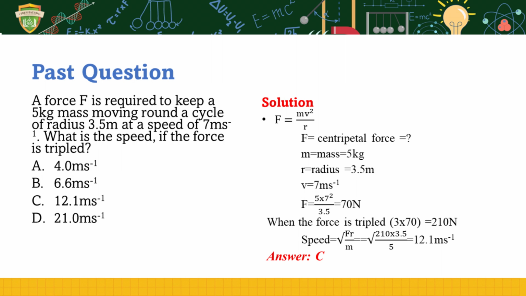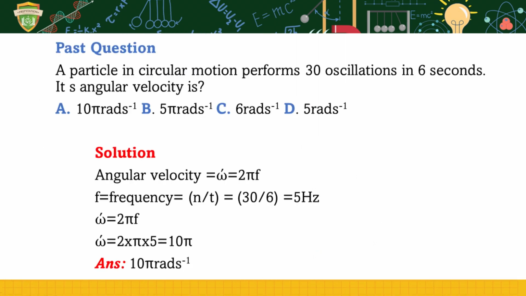Now let's take another question, still on circular motion. A particle in circular motion performs 30 oscillations in 6 seconds. What is its angular velocity? Option A is 10 pi radians per second, B reads 5 pi radians per second, C is 6 radians per second, and D is 5 radians per second.